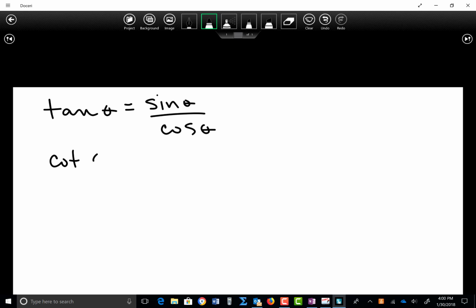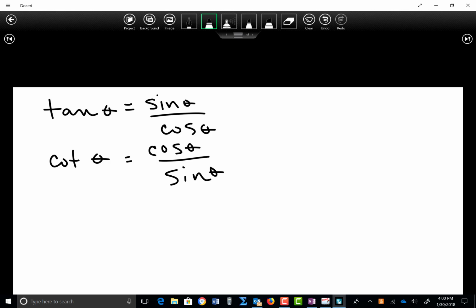We're going to take a look at simplifying trig expressions. So you're going to need to remember some of the things that we've talked about before. Remember that tangent is equivalent to sine divided by cosine. And so cotangent is equivalent to cosine over sine.